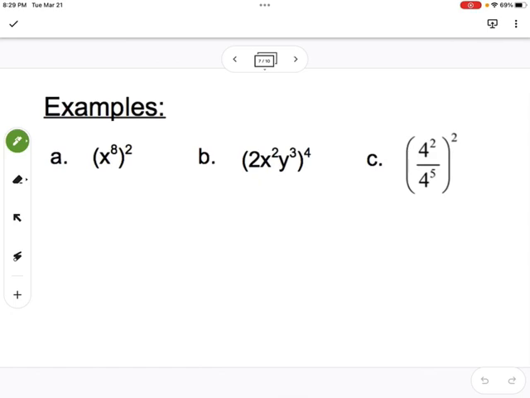Okay, looking at some examples. Our first one, we have x to the exponent 8, and that's squared. So we do have a power of a power here, and we multiply the exponents. So x, and that's 8 times 2, so we get x to the exponent 16.